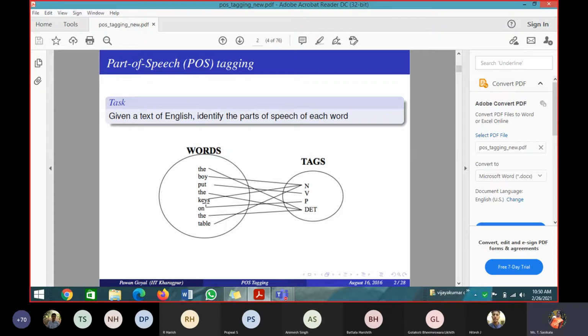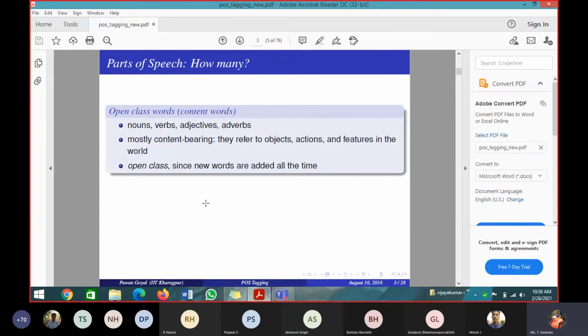Given a sentence, identify the grammatical category for each of the words. Our one question that arises here is, how many different POS tags are there? There are different things that go into POS categories.